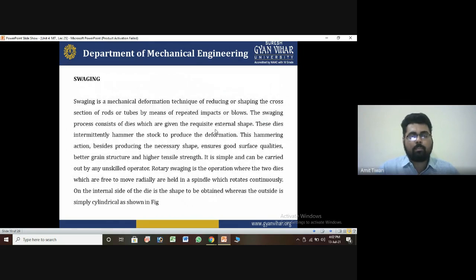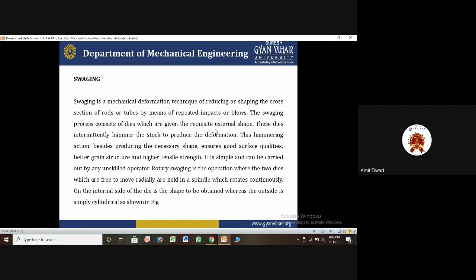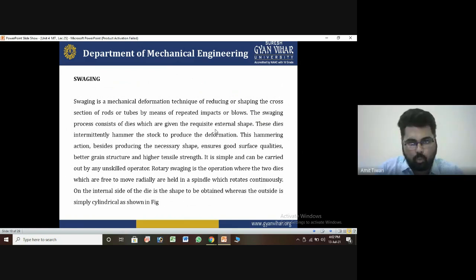Now we are discussing swaging. What is swaging? This is a new process. Swaging is a mechanical deformation technique of reducing or shaping the cross section of a rod or tube by means of repeated impacts or blows. So swaging is a mechanical deformation process.